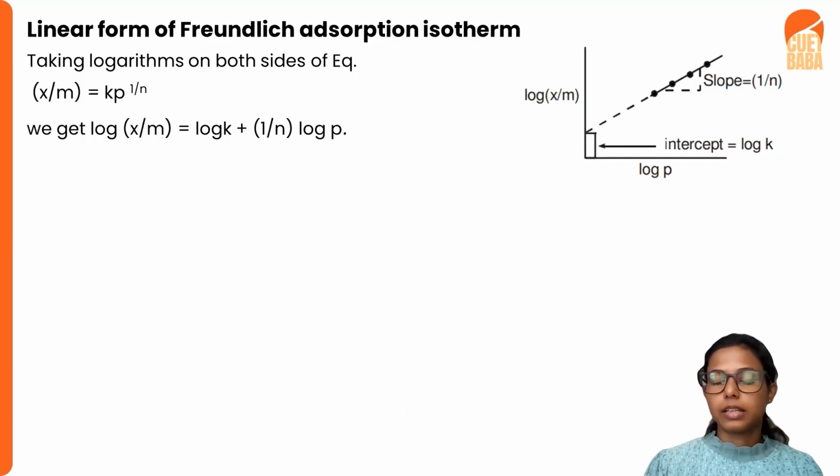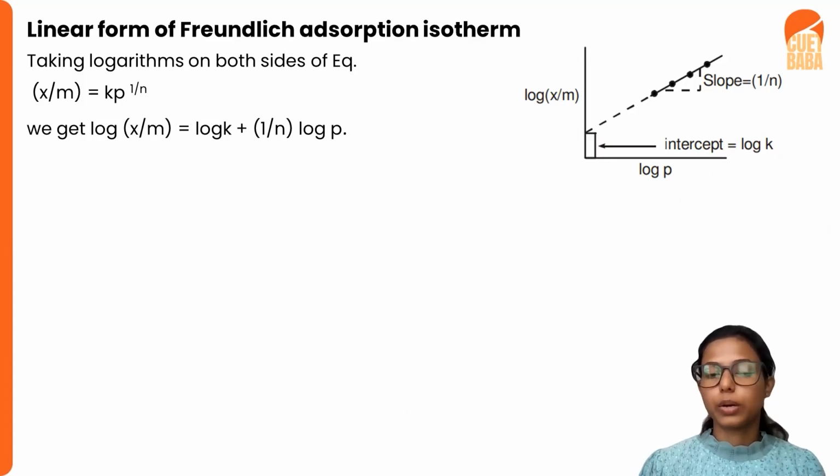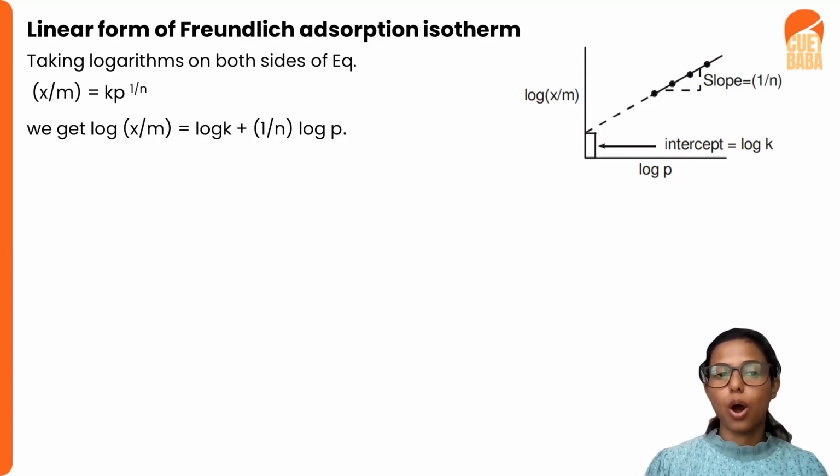So that graph is almost a sigmoid curve. If we want to get a linear form of the Freundlich adsorption isotherm, we have to take the log of both sides. The common general form of the Freundlich equation can be written as x by m equal to k p raised to 1 by n. If we want to make a linear form, we have to take log on both sides. When we take log on both sides, log x by m is equal to log k plus 1 by n, and the power should be multiplied to the log of p.